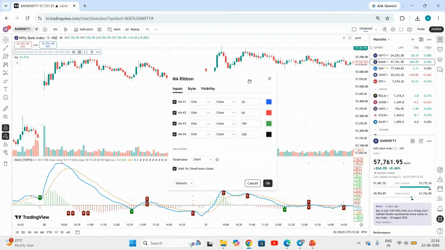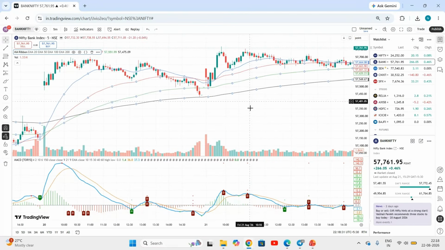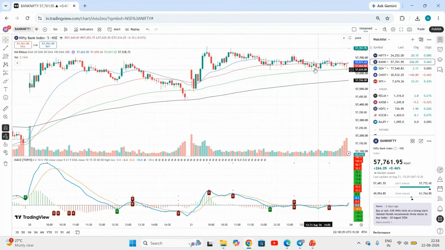What we need to do is go to the moving average ribbon and change everything to EMA. Here I'm giving 20 EMA, exponential moving average, and I'm giving color blue. For 50 EMA I'm giving a red color, 100 EMA I'm setting with a green color, and 200 EMA with a black color, and after that I click OK. So this is set, and you can see these are the moving averages. If you look at this one, you can see it is moving above 100 EMA consistently.